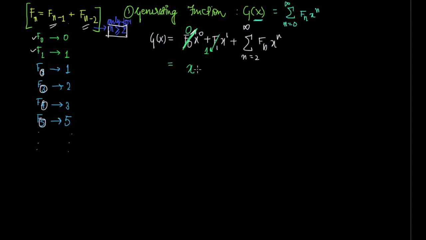So that gives us x plus the summation there, and remember, we can always write fn here as f of n minus 1 plus f of n minus 2. What does that mean? If we expand this term out, then when we multiply this by x to the n, we have this expression, and this is what we get.